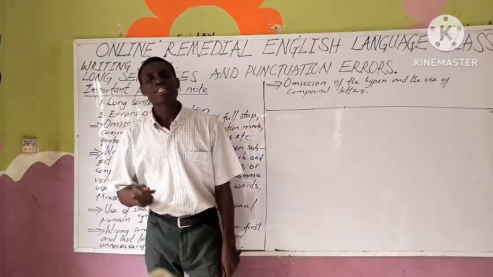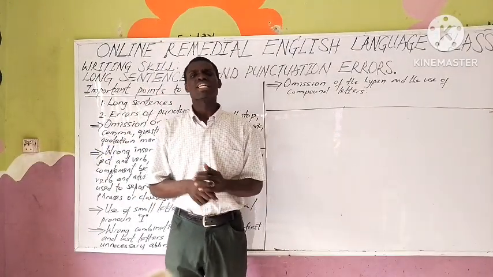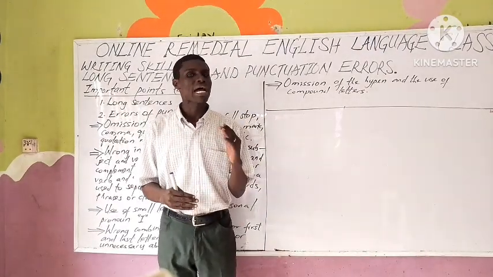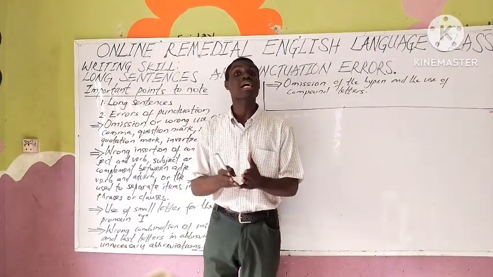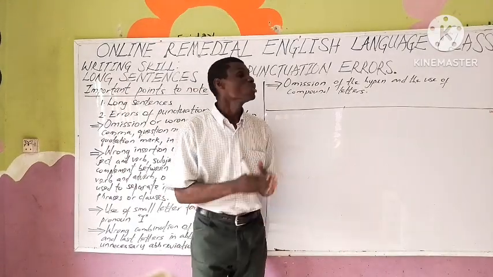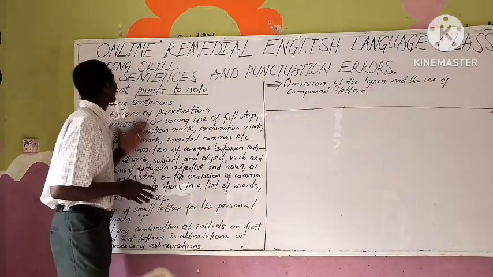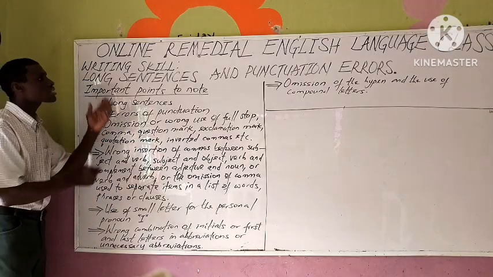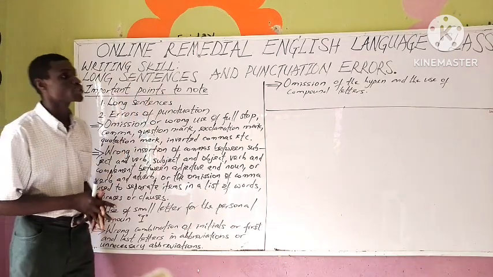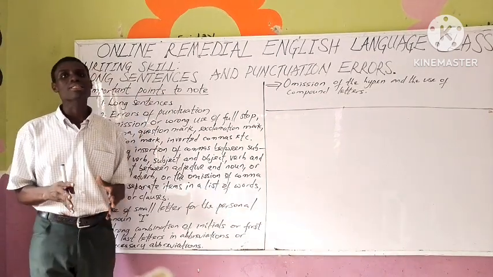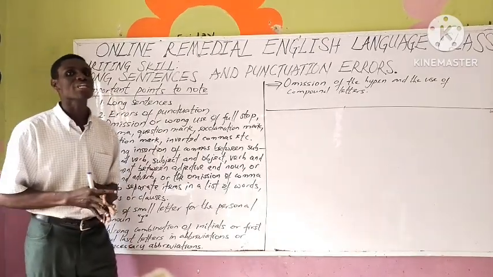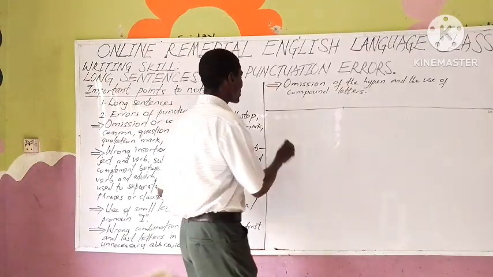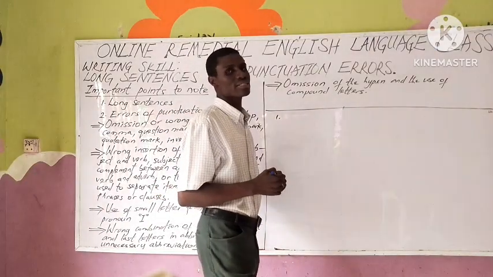Never forget, the purpose of this class is to improve students' academic performance by paying close attention to their weaknesses. Alright? So, today, on writing skill, we want to pay close attention to long sentences and punctuation errors, because these are some of the errors or weaknesses of students. Let us start with the first one: long sentences.